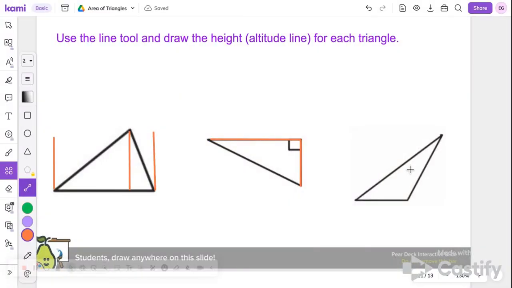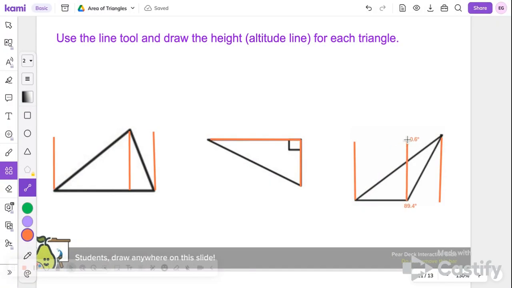Now with obtuse triangles, it's a little trickier because if you go to the very tip top point, which is your apex, you do still draw a line from the top down, but it is going to go outside the triangle, and that is okay. Because notice you could also draw that height line from the bottom up. You could also draw it from this vertex up.